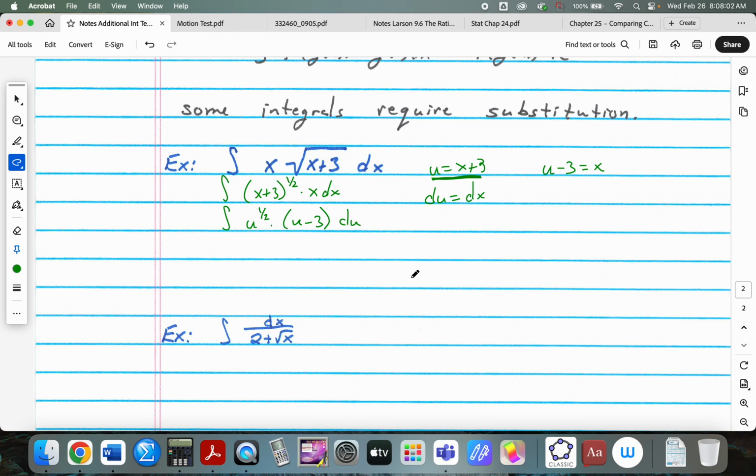Now, there is no product rule in anti-differentiation, so we have no choice but to multiply that out before we try and take the antiderivative. So I've got u to the 1/2 times u. What will that be equal to? U to the 3/2, because it's u to the 1/2 times u to the first, and we add the exponents. Then minus 3u to the 1/2, all du.